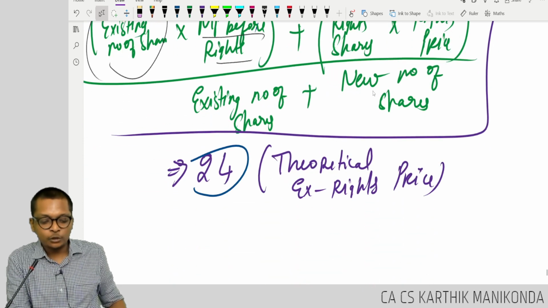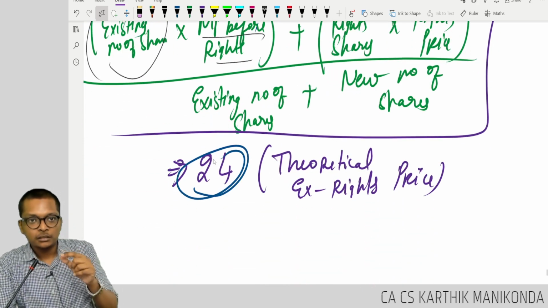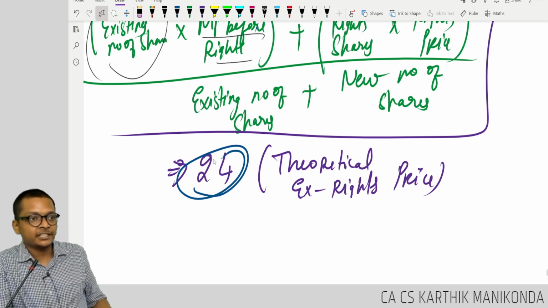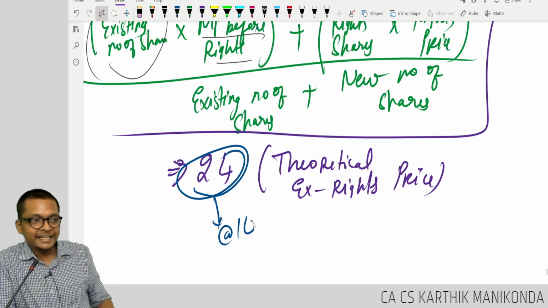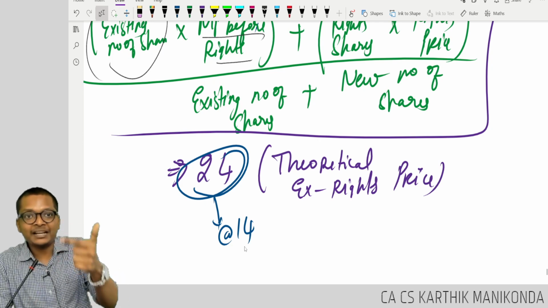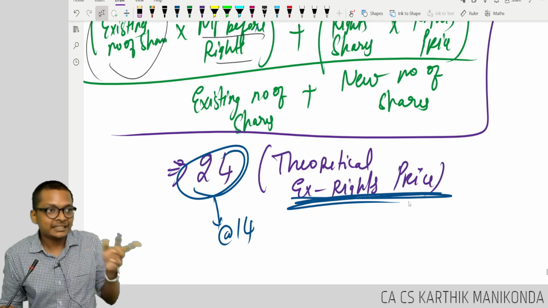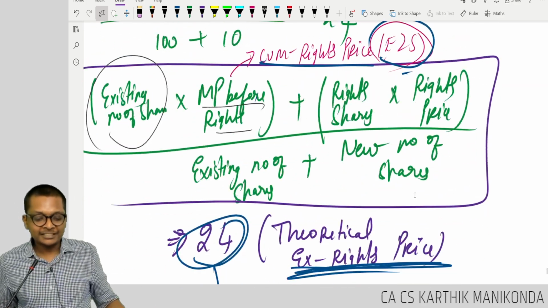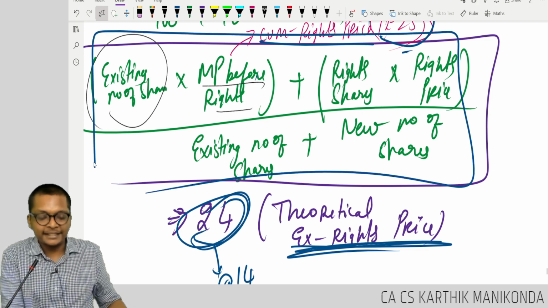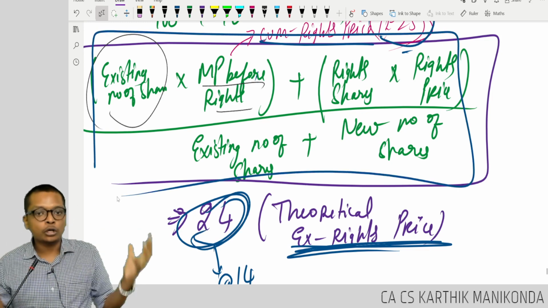But if you buy a share at 24, will you get the option to buy rights shares at 14? No. This is the price after the rights issue. So it's called ex rights price, excluding rights issue. Theoretical ex rights price. So our agenda is to find this 24 by applying this equation. This is the whole concept.